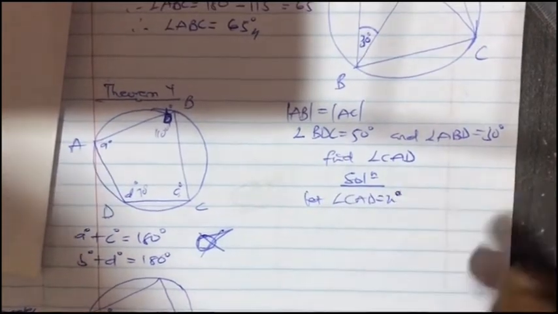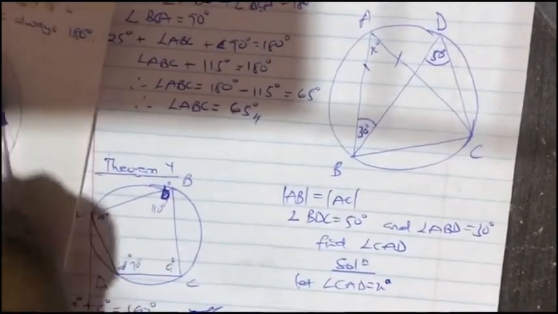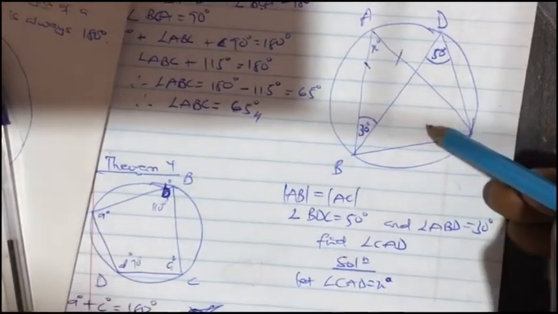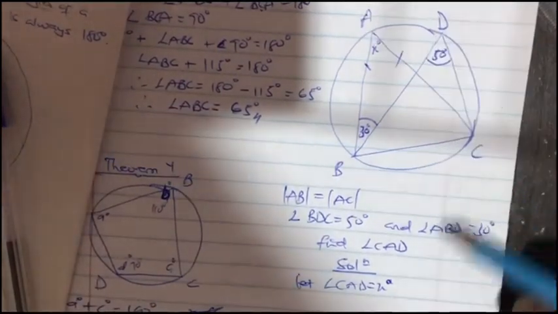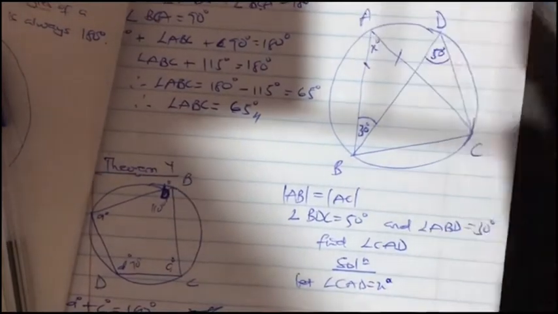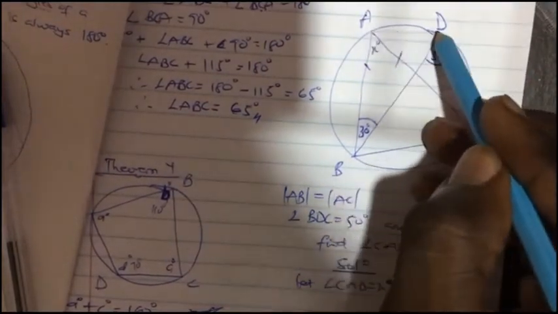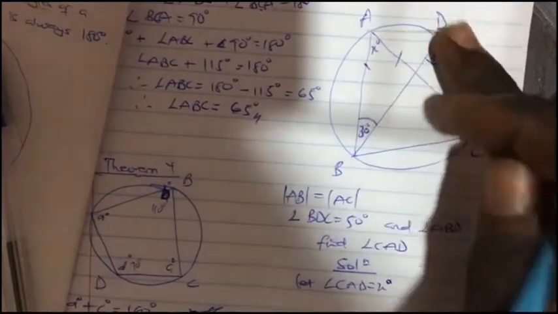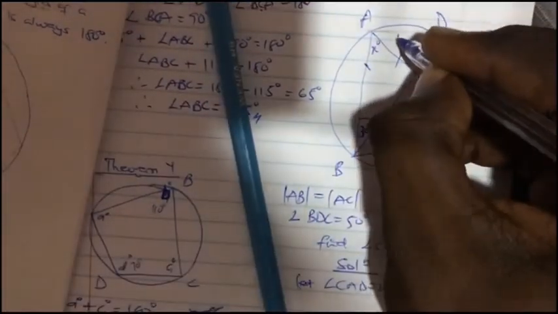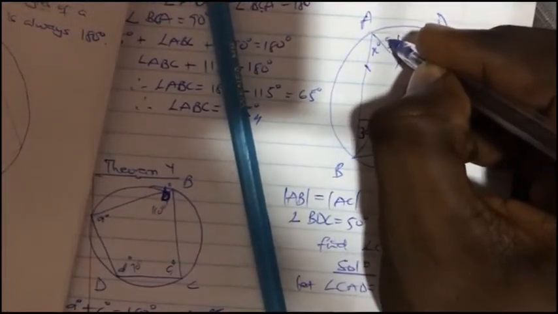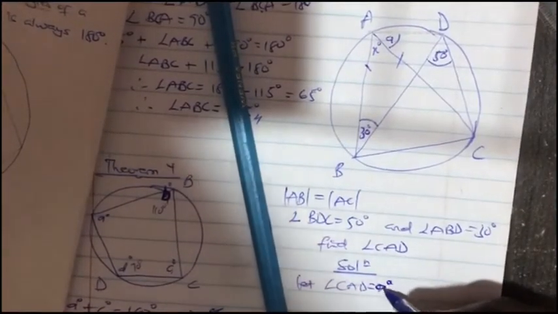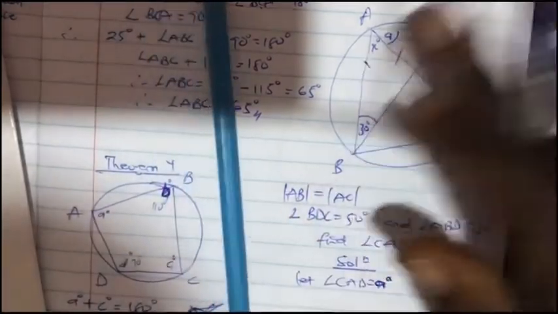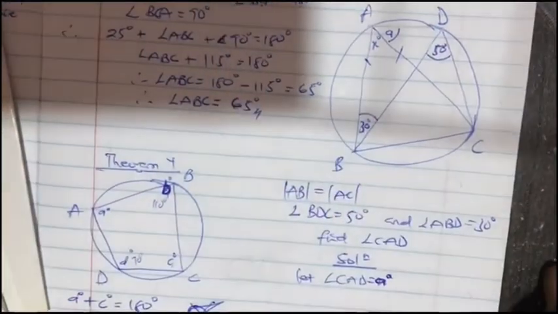Okay. So I'll start by writing the values. You're supposed to find angle CAD. So this is the angle you are looking for. So let angle CAD be, say, x degrees. Yeah, let the x remain, because it's important.